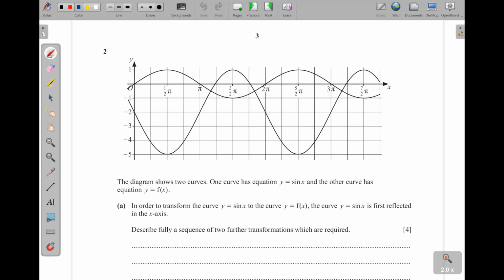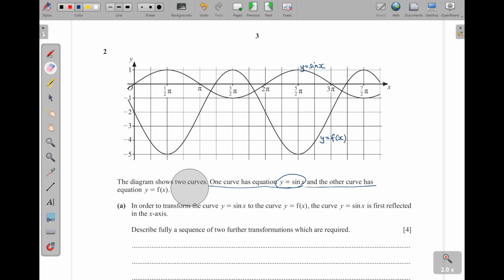Question 2 is coming from transformations of functions. The diagram shows two curves. One curve has equation y is equal to sine x, and the other curve has equation y is equal to f of x. So this is the one for y is equal to sine of x. And then this one is y is equal to f of x, the transformed one.